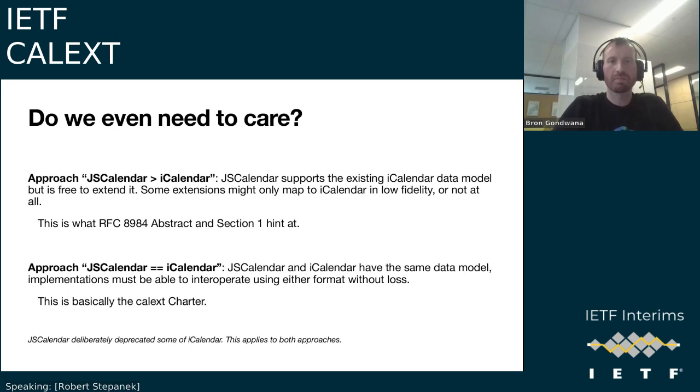And if I read the abstract in section 1 of the RFC, that's kind of hinted at. And I think this was the working mode for a long time of drafting the JS Calendar RFC. Whereas the other approach is that we say this is really just the same data model for the same calendaring model, and you should be able to use either format and have several services speaking one or the other format to interoperate. And this is currently the CALEXT charter.